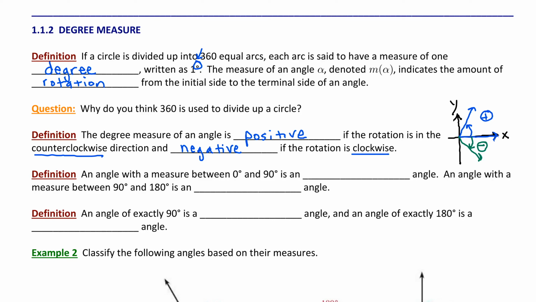In addition to sign, we can classify angles based on their size. An angle with a measure between 0 degrees and 90 degrees is called an acute angle. An angle with a measure between, not including, 90 degrees and 180 degrees is called an obtuse angle. An angle of exactly 90 degrees is a right angle, and an angle of exactly 180 degrees is called a straight angle. You'll want to be familiar with all of these special vocabulary words.